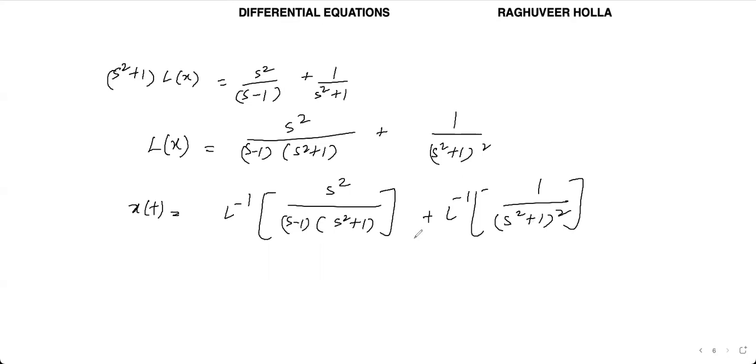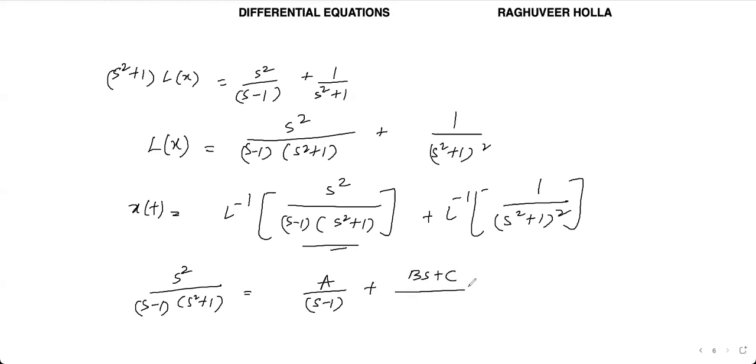Now let us find this by using partial fractions. So s square by s minus 1 into s square plus 1 is equal to a by s minus 1 plus bs plus c divided by s square plus 1. So we get a value as 1 by 2, b value as 1 by 2, and also c value as 1 by 2.